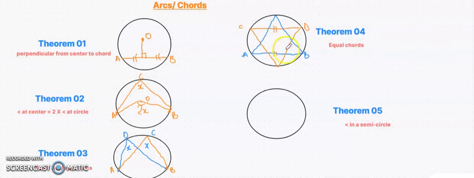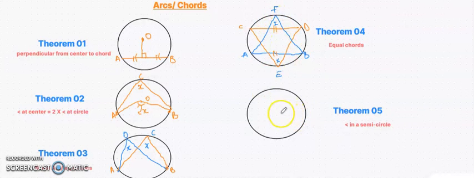Chord CD subtends the angle E in the major segment, and chord AB subtends the angle F in the major segment. So the theorem says the size of angle E is equal to the size of angle F because the chords are equal in length. So we refer to this theorem as equal chords. Equal chords subtend equal angles on the corresponding sides of the circle.